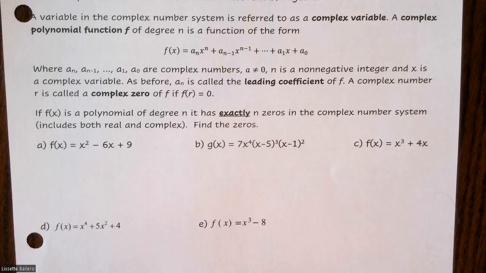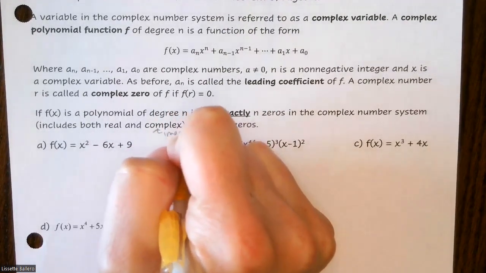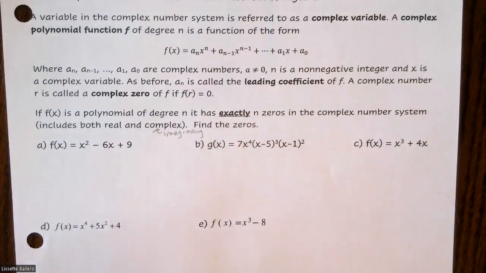It's going to tell us here that some of the solutions can be complex and some of them can be real solutions. We're going to focus on the complex ones, and by that we mean that the polynomial has an imaginary solution. If f of x is a polynomial of degree n, it has exactly n zeros in the complex number system, including both real and complex or imaginary. So in Algebra 2, you heard these called imaginary. The complex number system is both the real and the imaginary ones.